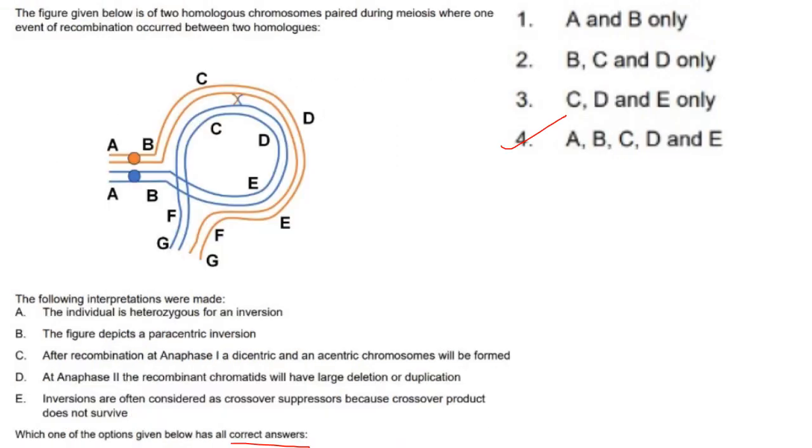Then next one. The figure given below shows 2 homologous chromosomes paired during meiosis where one event of recombination occurred between 2 homologs. Here is the recombination. The following interpretations were made. Which of the following options given below has all the correct answers? The individual is heterozygous for an inversion. Yes, it is heterozygous for the inversion.